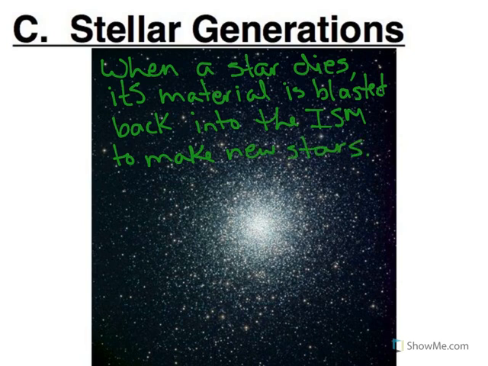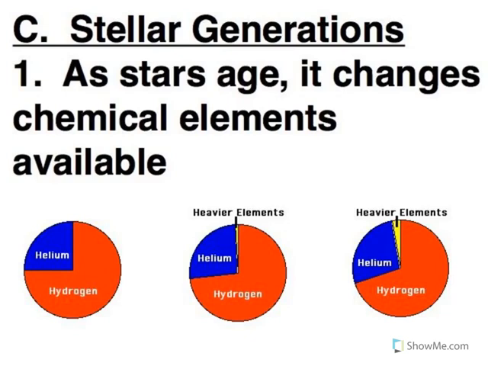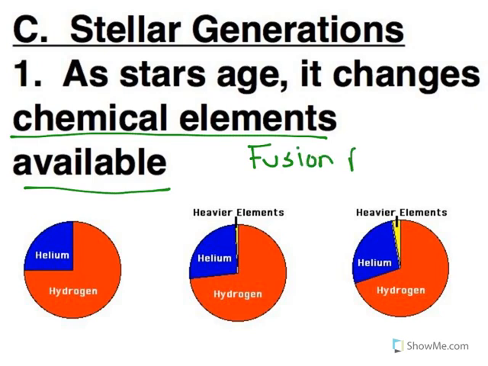So stellar generations deals with this idea that the death of one star leads to the birth of new stars made from its remnants. And each new generation is made from the remnants of more and more of the previous generations of stars. So stars affect the chemical elements available. We know that you have fusion producing heavier elements.